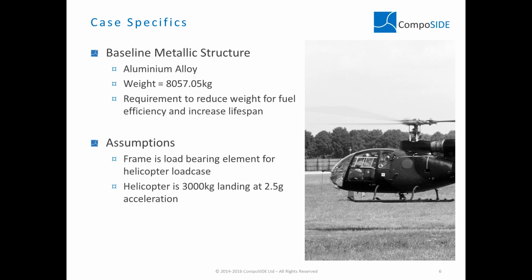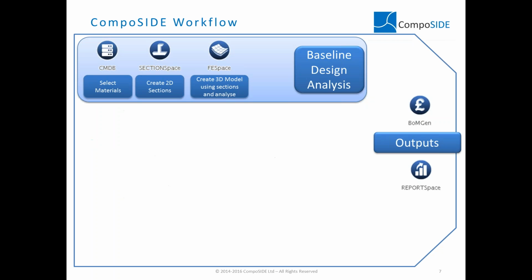So let's go through the workflow within CompoSIDE. Firstly, we have to select the materials. So this is what we do within CMDB. Then we use section space to analyze the 2D section properties and then create those for the 3D section analysis. FE space is then used to create the 3D FE model, where we'll analyze the reserve factors and how it compares with the real-life baseline example. This will create a baseline design to which we can compare the composite structure.